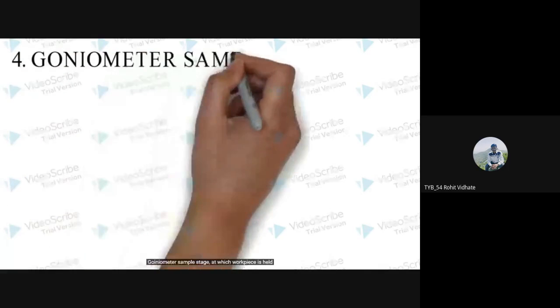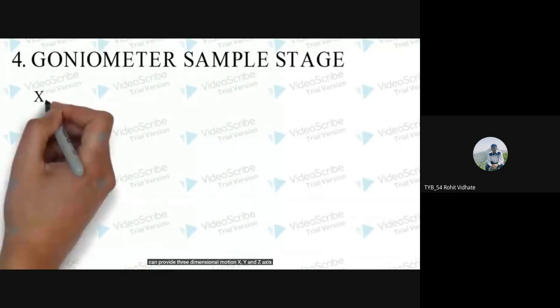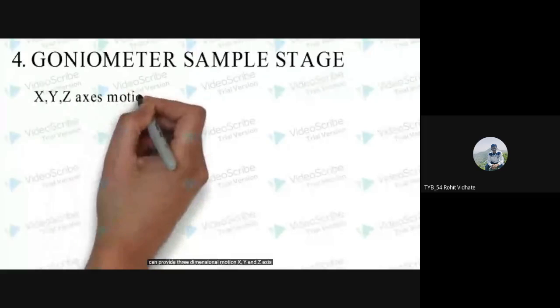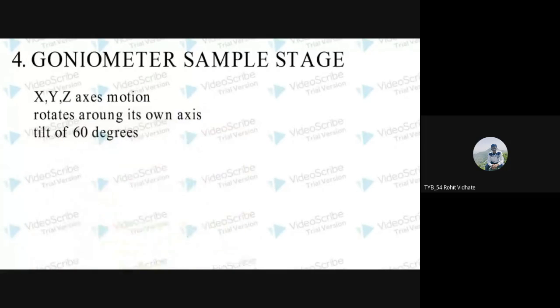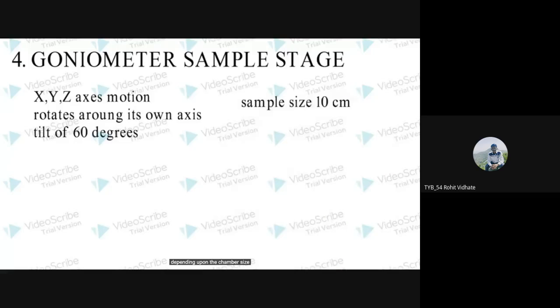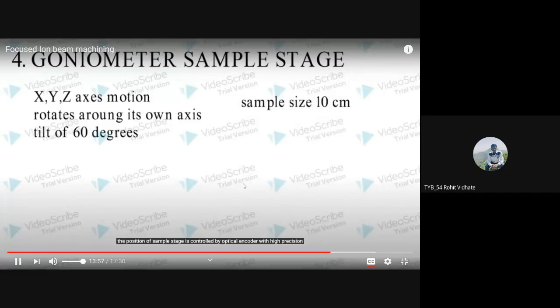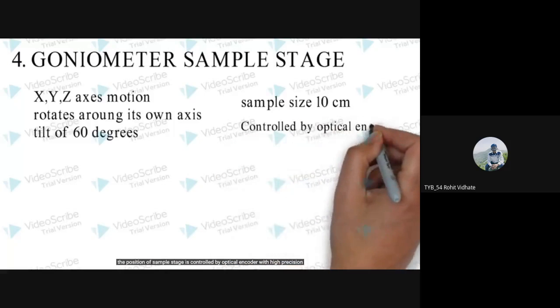The goniometer sample stage, that is the stage at which the workpiece is held, can provide three-dimensional motion along the x, y, and z axes, and it can rotate around its own axis. Also, it can tilt the sample by 60° if required. This is a standard stage which is used in many machining processes. It can handle a size of approximately up to 10 centimeters depending upon the chamber size. The position of the sample stage is controlled by an optical encoder with high precision.